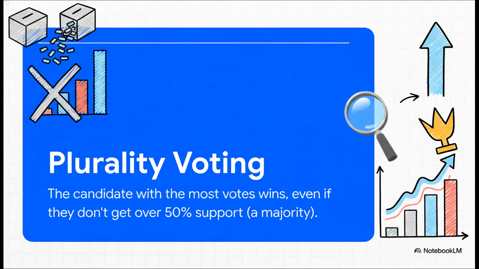And here it is. This is the whole engine behind our system. It's called plurality voting, or sometimes first past the post. All it means is that whoever gets the most votes wins. That's it. But here's the crucial part. You don't need a majority. You don't need more than 50% of the vote. You just need a plurality, which just means you got more votes than anybody else.